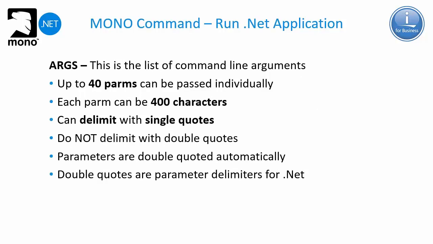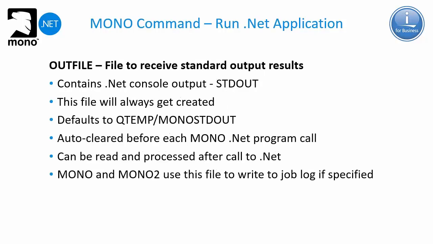So arguments, we talked about that, parameters, and they get delimited with a delimiter. Then you specify the out file name. By default, it creates one called mono standard out. That's your entire console output that gets output there, so you can use it. It gets auto cleared every time you call a program, so you want to make sure that if you were to call a .NET program and it completes, that you consume that data and do something with it before you make another call.